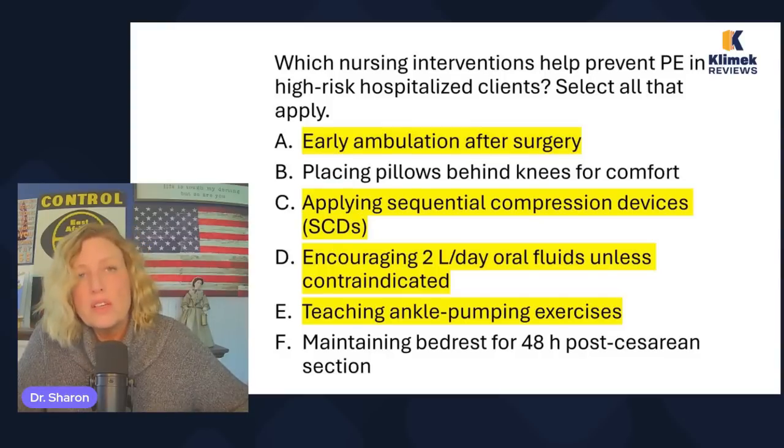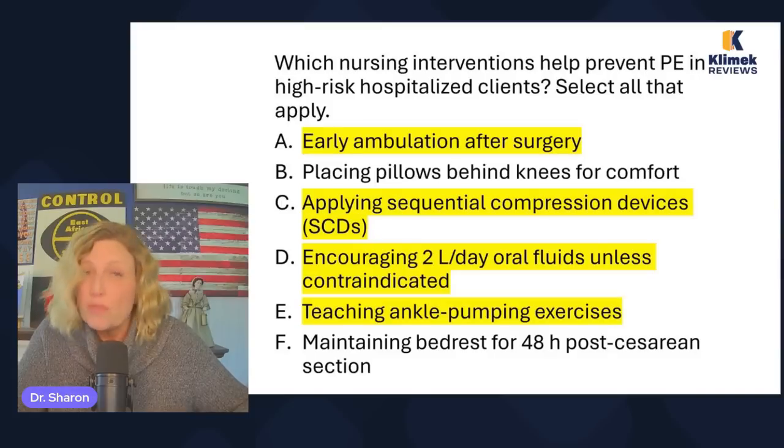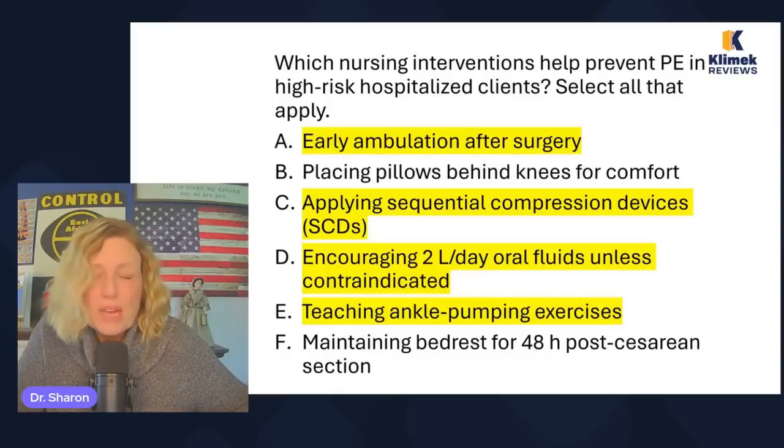So these are the things that you should know are appropriate for DVT prevention. They can do Lovenox, which is low molecular weight heparin, or heparin sub-Q. These are both also preventative measures. If one of those had been there, I would have picked it. If it said administer enoxaparin as prescribed, I would have picked it, no problem.